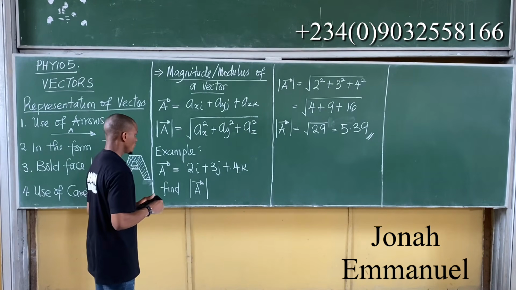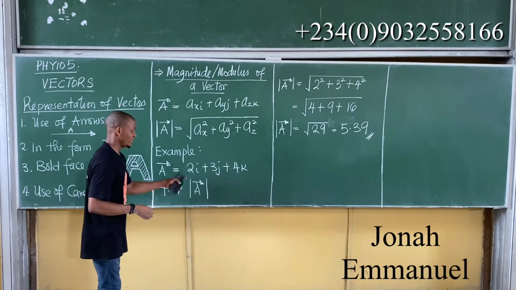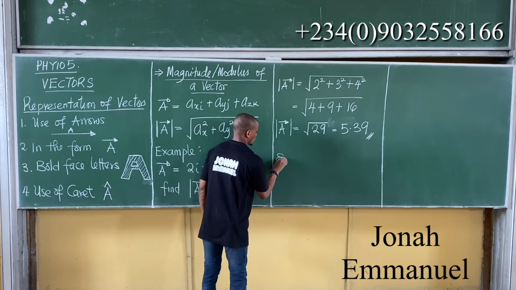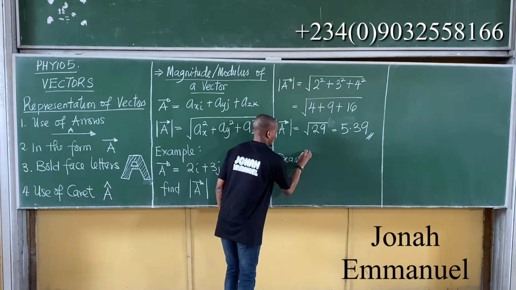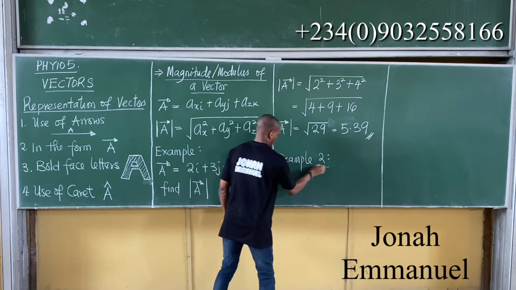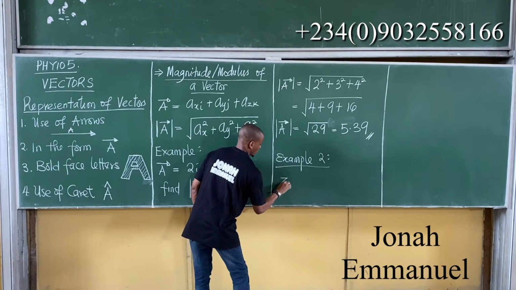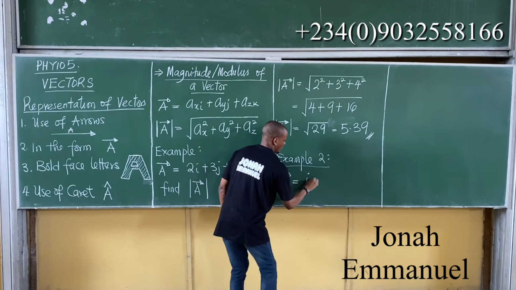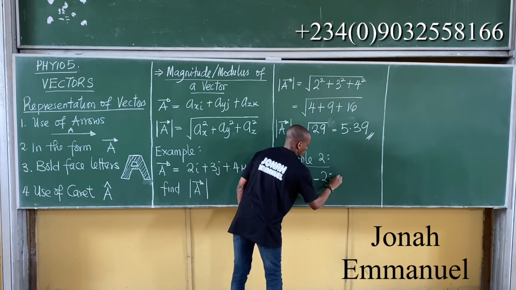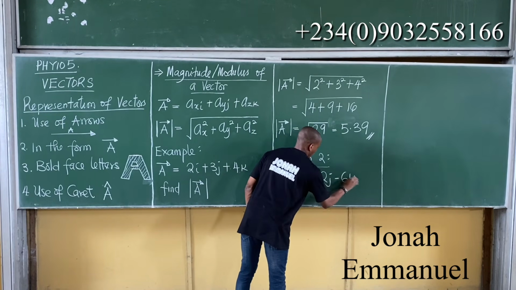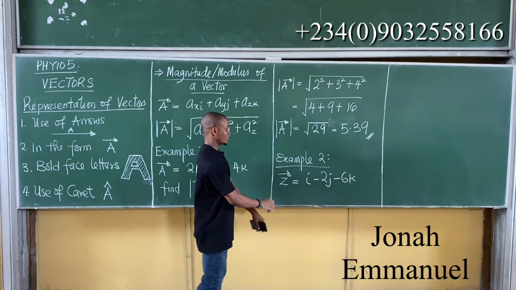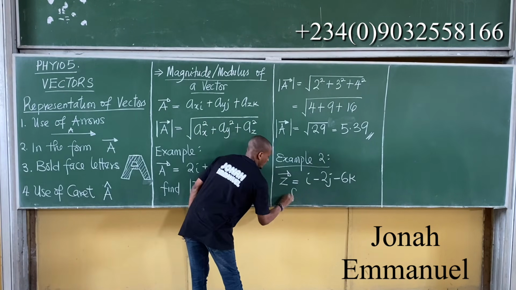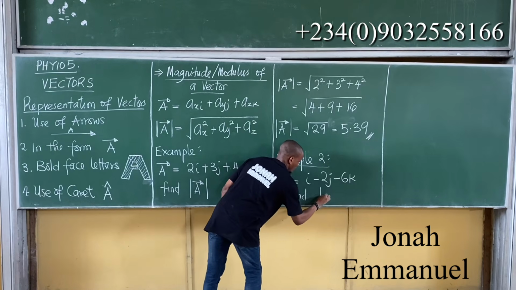Let's look at one more example, when this contains a negative. Let's look at a second example, example 2. Let's say I'm given a vector Z that's equal to i minus 2j minus 6k, for instance. In a case like this, I'm asked to find the magnitude.